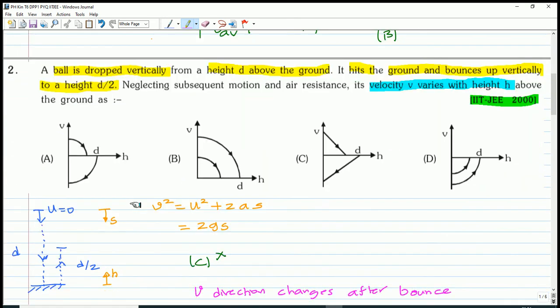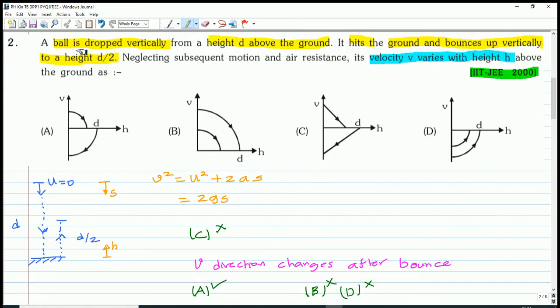Let's move to the next question. A ball is dropped vertically from a height d above the ground. It hits the ground and bounces up vertically to a height of d by 2. Neglecting subsequent motion and air resistance, its velocity varies with height h above the ground as. So to find the variation of velocity with height, given that the ball is dropped from a height d, it hits the ground and bounces back to a height of d by 2.